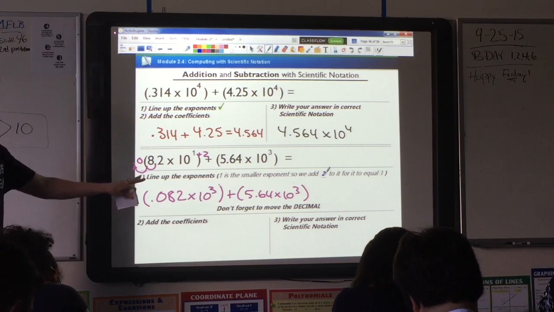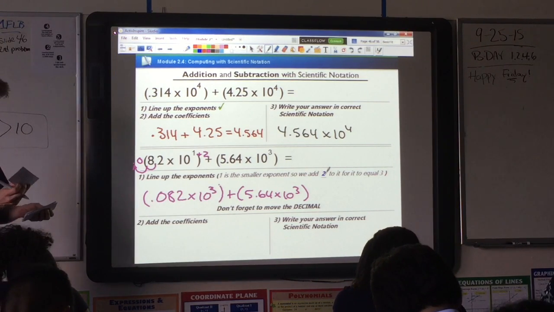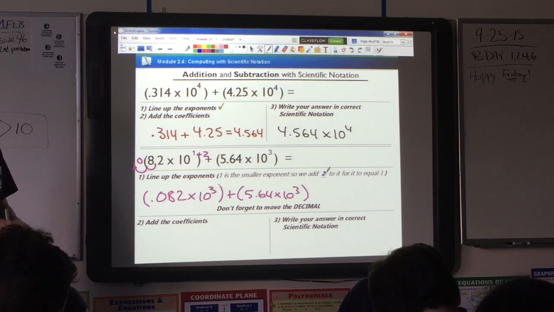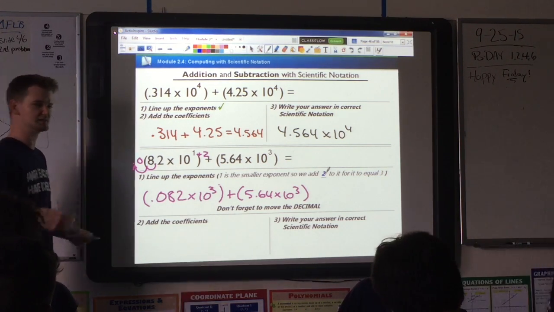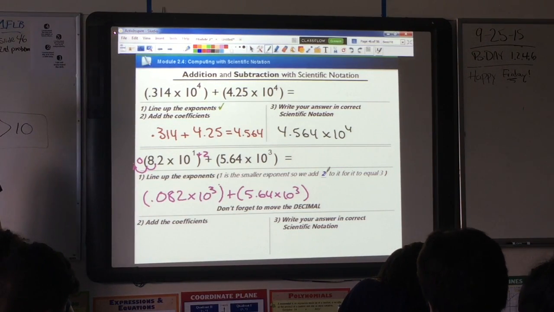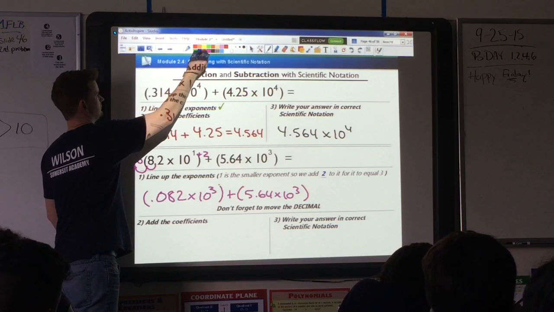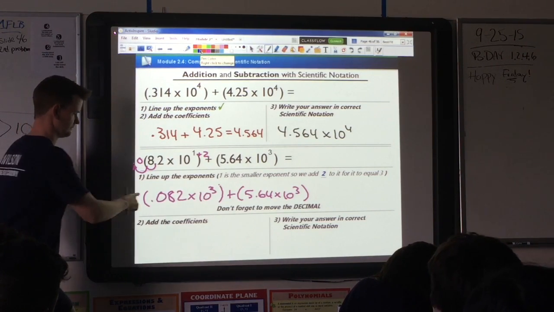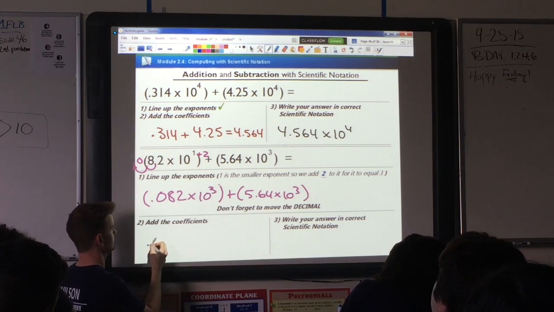Now that we have my exponents lined up, once I have my exponents lined up, what is the next step? What do I do? What's it telling you to do? To add the coefficients. And what are my coefficients? Point 0. Wouldn't that just be 0.82?